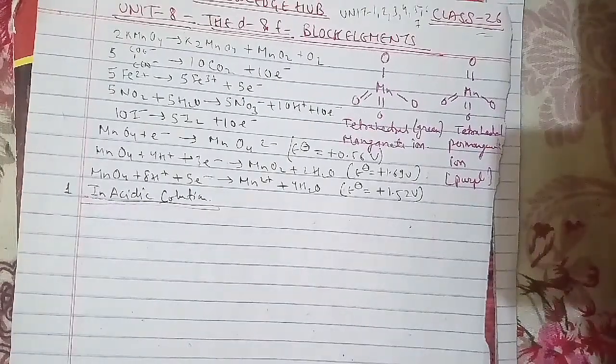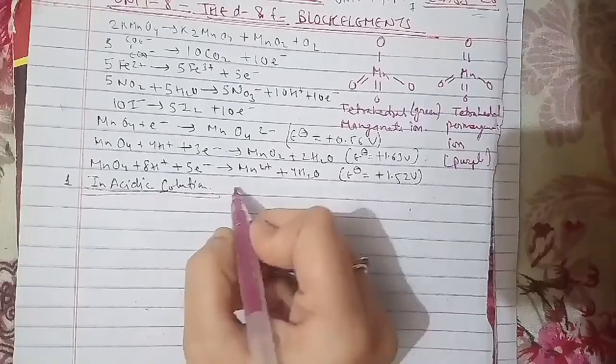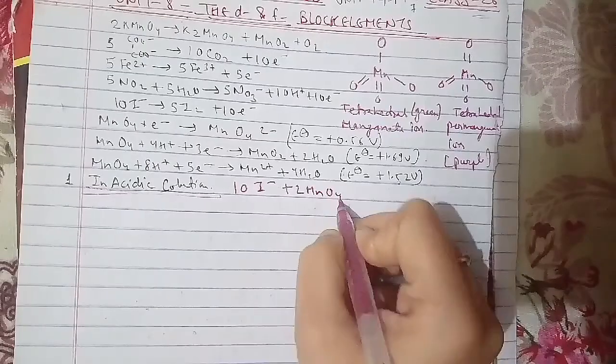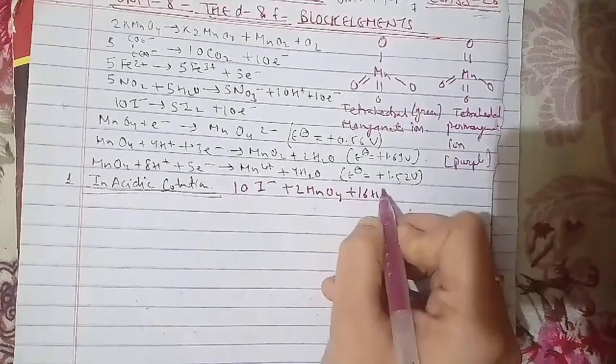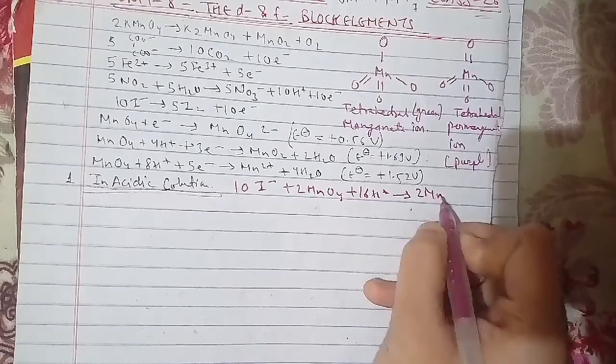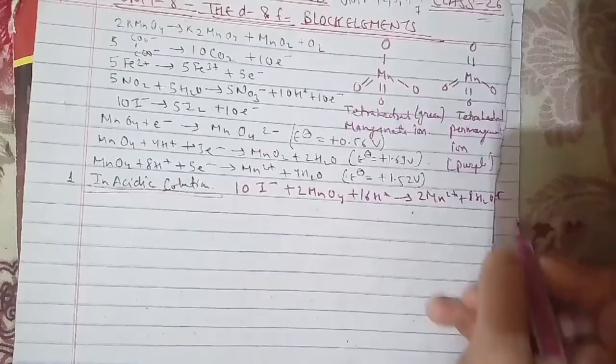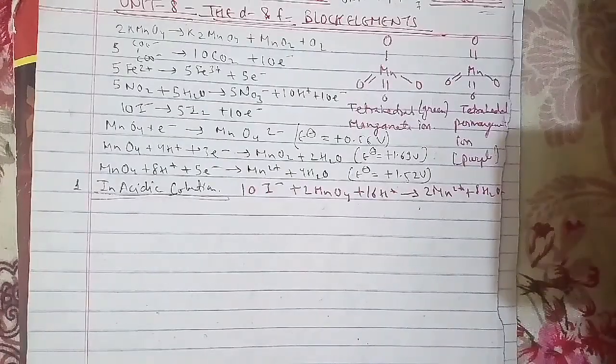In the same case, the reaction that we have here is that iodine is liberated from potassium iodide: 10 I minus plus 2 MnO4 minus plus 16 H plus will give 2 Mn 2 plus plus 8 H2O plus 5 I2. Then for the second one, we have the Fe ion, that green is converted to Fe 3 plus.